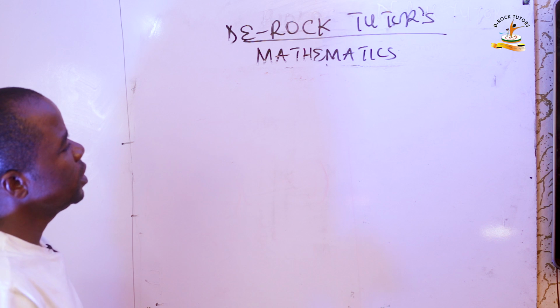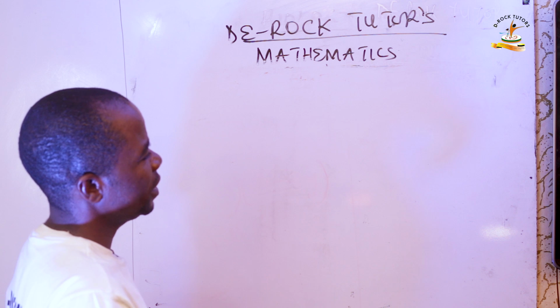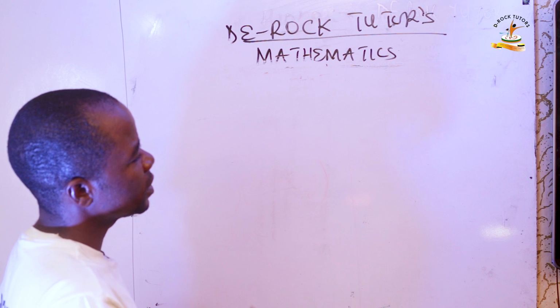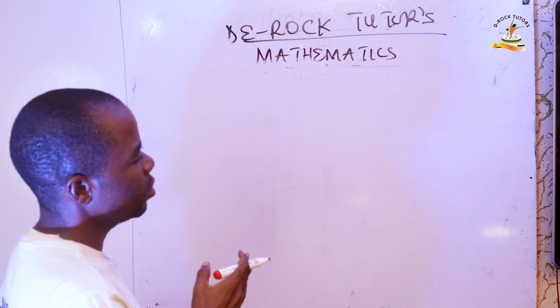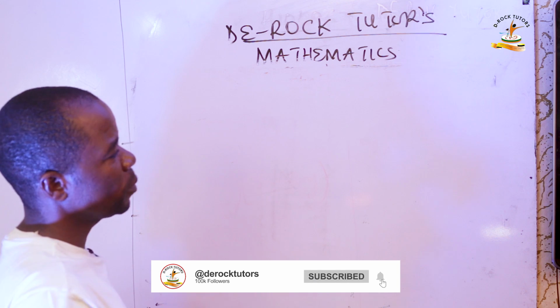Okay, number 14. Mary has $3 more than Ben, but $5 less than Jane. If Mary has X dollars, how much do Jane and Ben have altogether? Let's put the question in proper perspective.